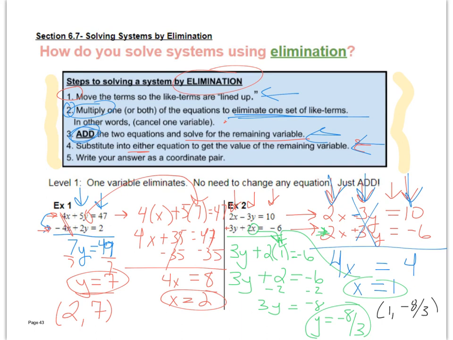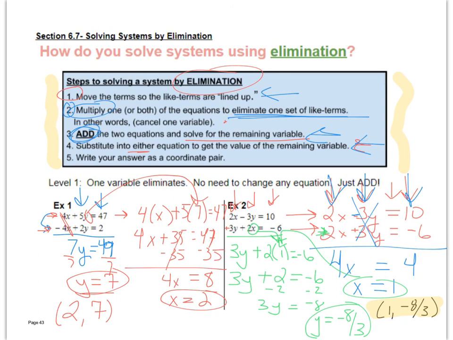And the last thing you need to do is put your answer all together as a coordinate pair, because this is really a point that they have in common, a point on a graph where they intersect. That's the common point.